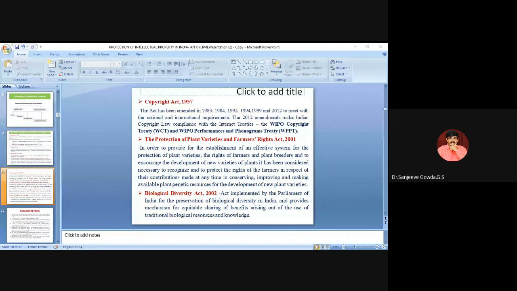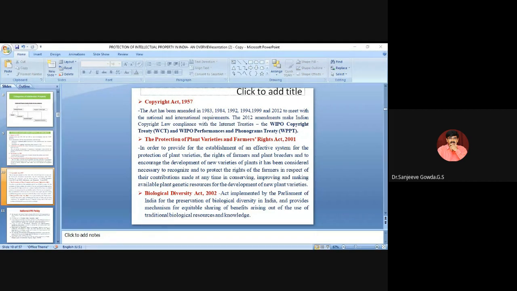One more legislation is called the Biological Diversity Act 2002, which was enacted by the Parliament in order to protect and preserve the biological diversity in India. It provides a mechanism for the equitable sharing of benefits arising out of the use of traditional biological resources and knowledge in our country. So this is one of the significant laws made by the Parliament, the Biodiversity Act 2002, to extend protection to the biological diversity of the country, I mean, traditional biological resources of our country.